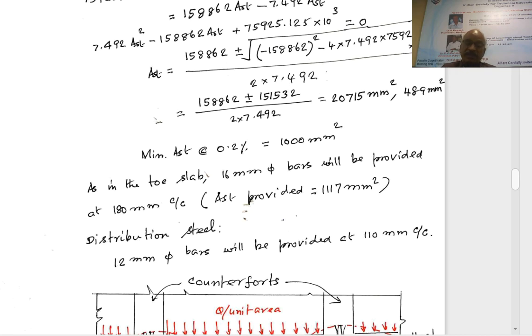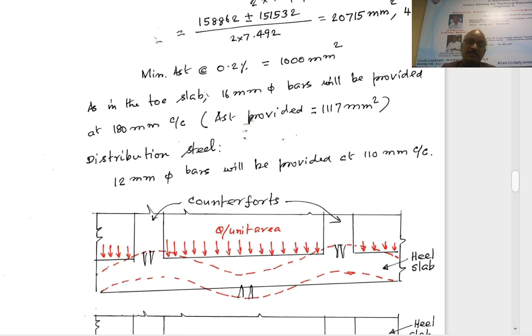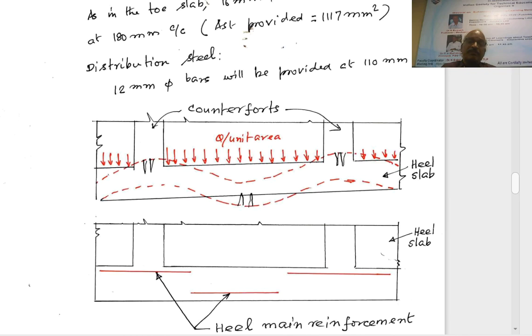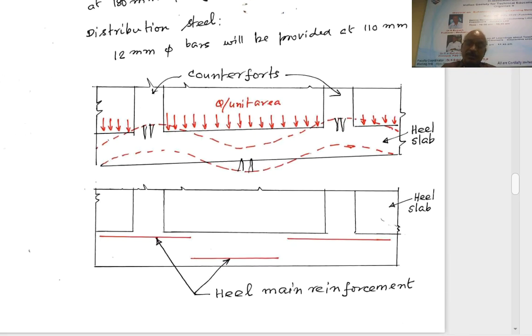Now the important point is only after this. Now this is the heel slab. Now heel slab is subjected to net downward pressure. Again, it is a continuous slab. So we know tension occurs midway between the counterforts. Tension occurs at the bottom, tensile cracks, and also the reinforcement is provided in the horizontal direction.